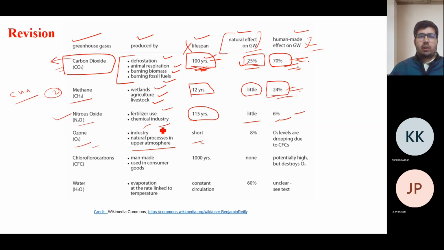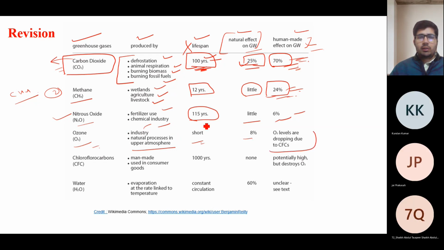Okay, 8% natural effect, and O2 levels are dropping due to chlorofluorocarbons. So this is the main reason. The ozone layer is protecting us from the UV radiation from the sun, okay, so our chlorofluorocarbon emissions are depleting it. They are the main reason for depleting the level of ozone in our atmosphere. So that is also a very big concern.